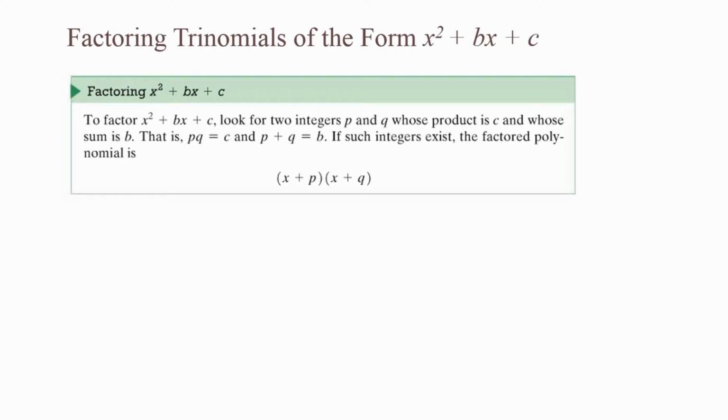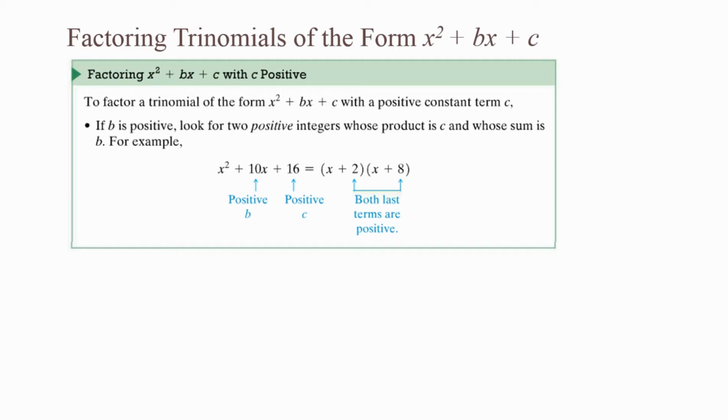Factoring trinomials in the form x squared plus bx plus c. To factor x squared plus bx plus c, look for two integers p and q whose product is c and whose sum is b. That is, p times q equals c and p plus q equals b. If such integers exist, the factored polynomial is (x plus p)(x plus q).